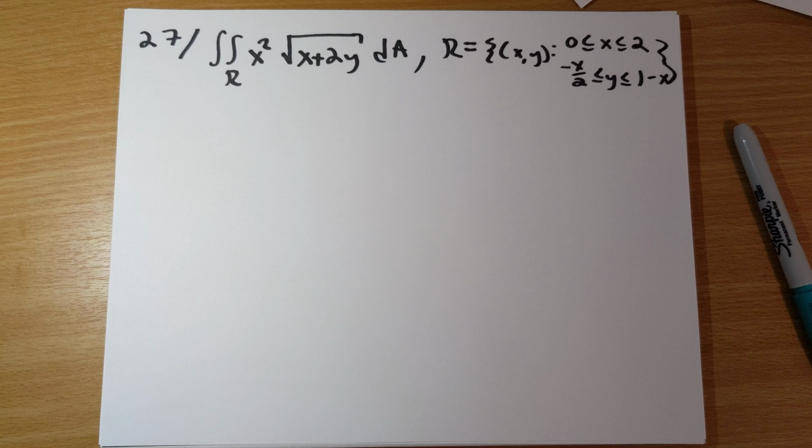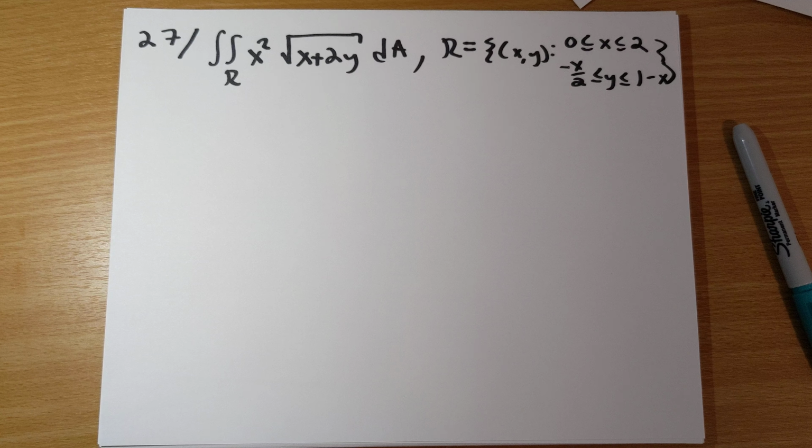Problem number 27 is asking us to evaluate this integral using change of variables. This is the integral over this region here. Let's sketch out what this region looks like. Okay, x runs from 0 to 2.